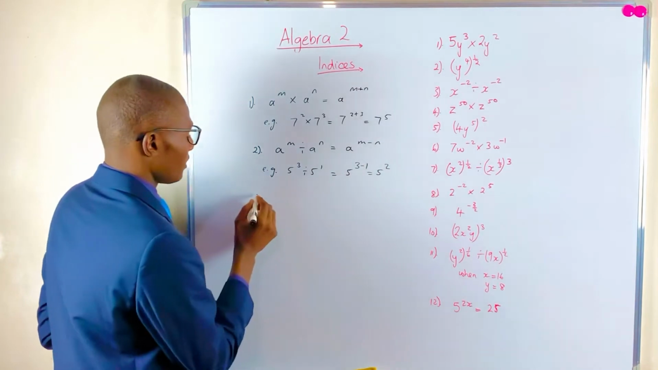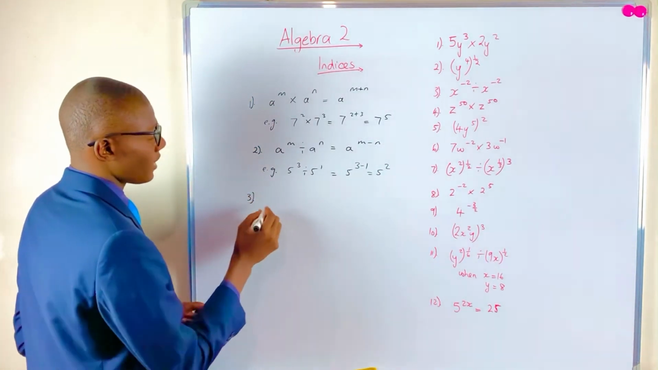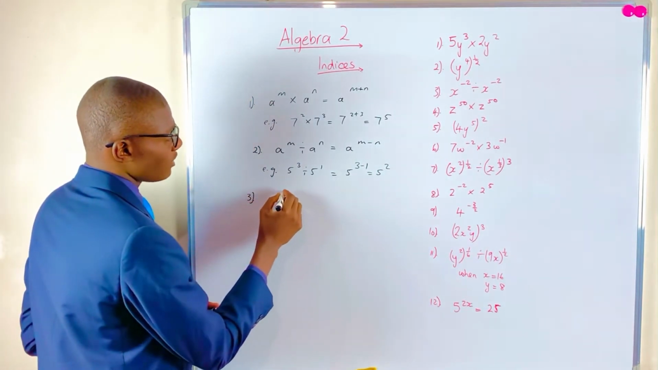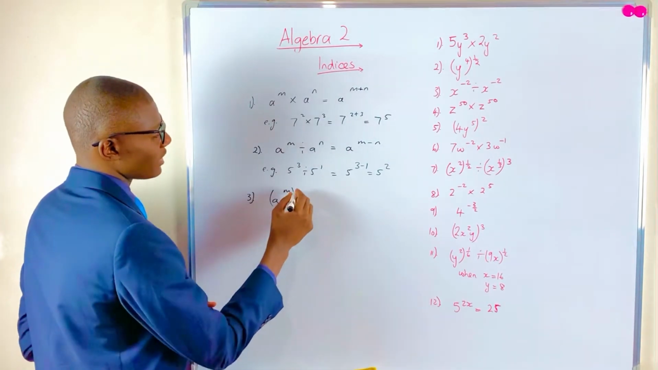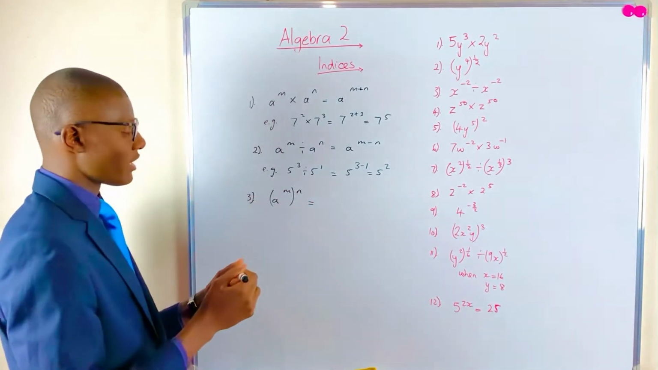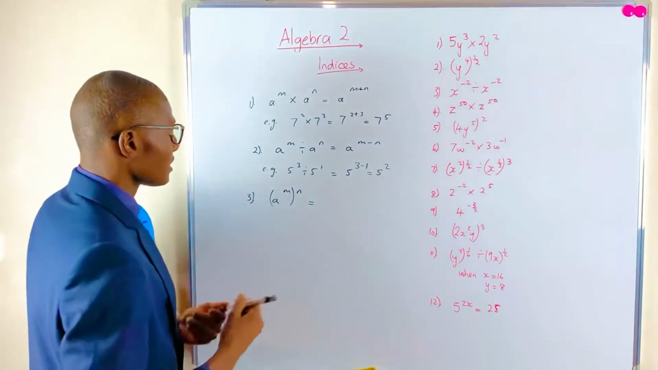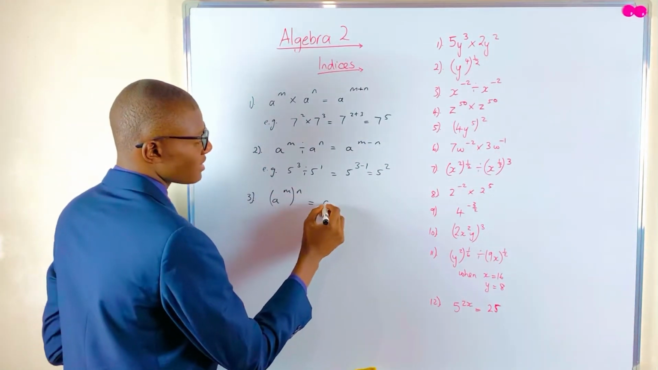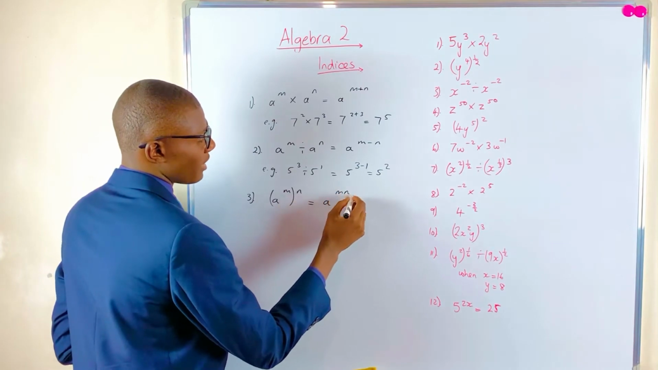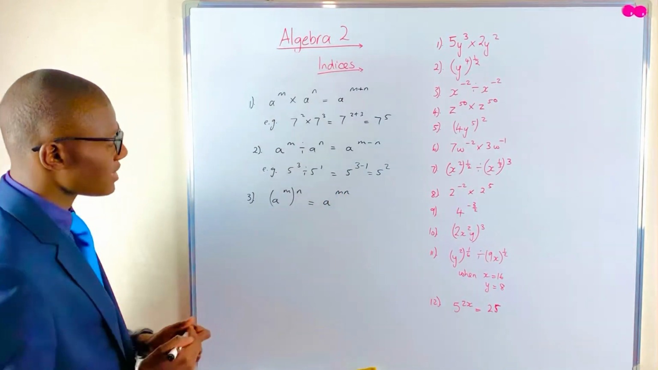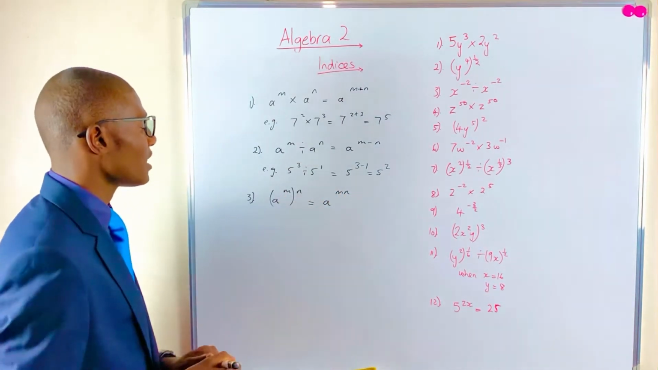2. Then the third one is that if we've got a to the power of m raised to the power of n. Right. So now the powers will be directly multiplying each other. This will be just the same as a to the power of mn. Or in other words, a to the power of m times n.